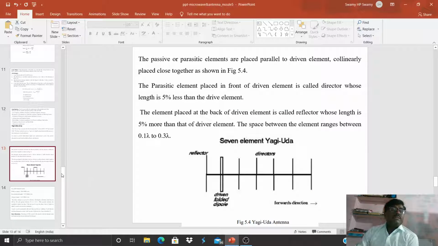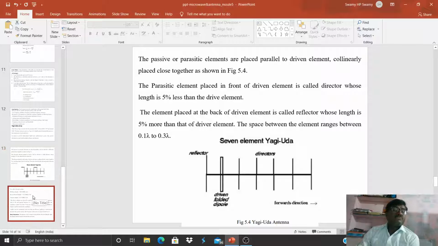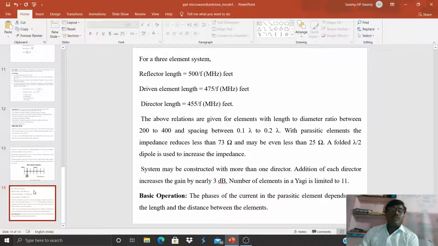So this completes the basic operation of the Yagi-Uda array.